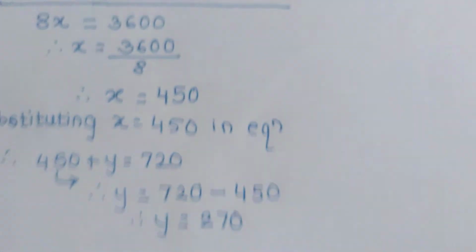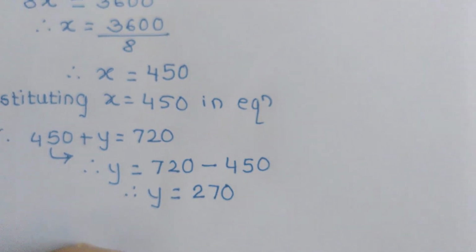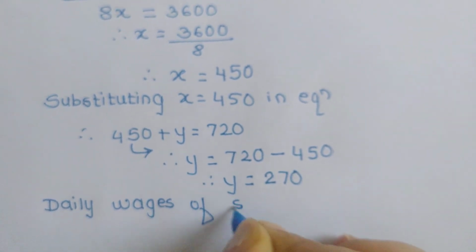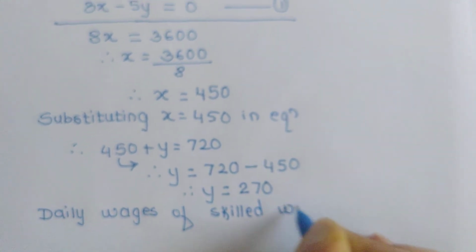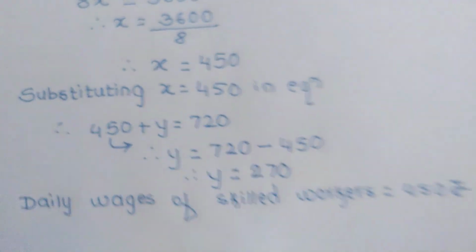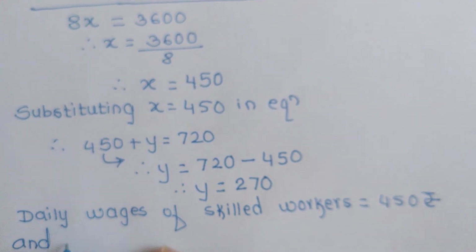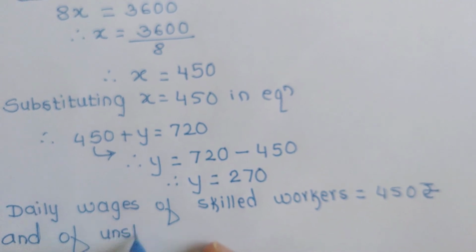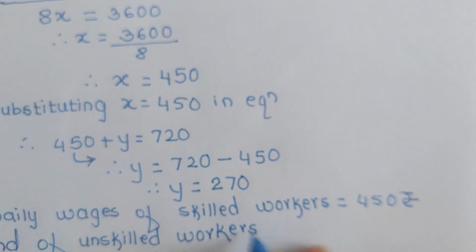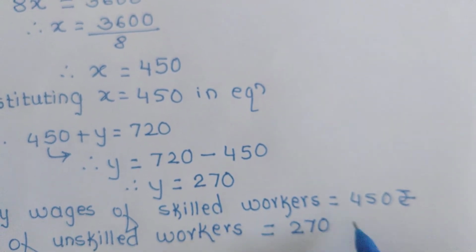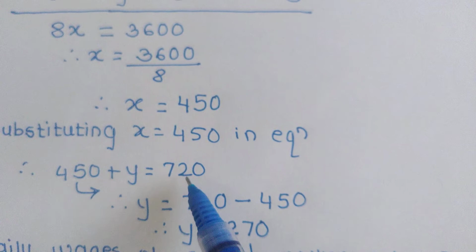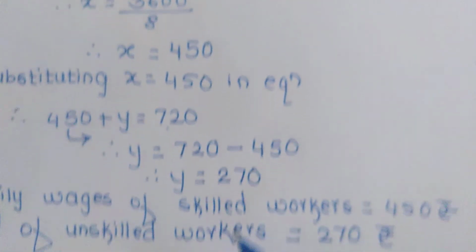Therefore our final answer line we can write as: daily wages of skilled workers is equal to 450 rupees and daily wages of unskilled workers is equal to 270 rupees. And now when we add 450 plus 270 we get 720. That is, we have reached the correct answer.